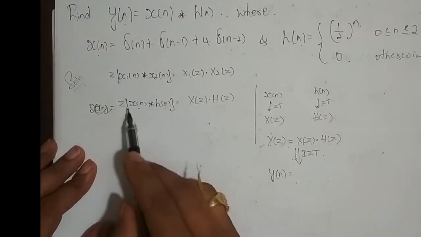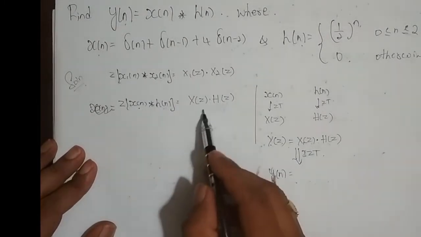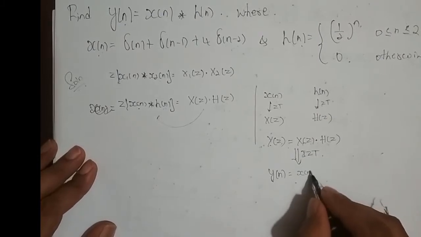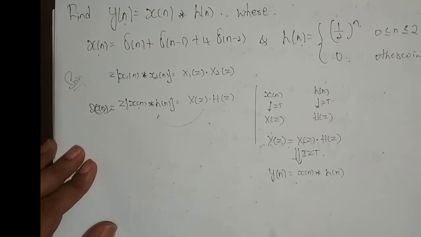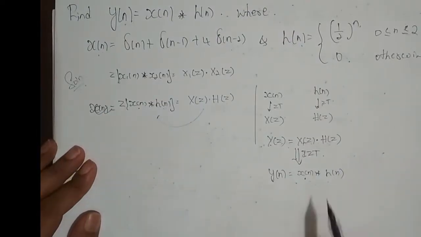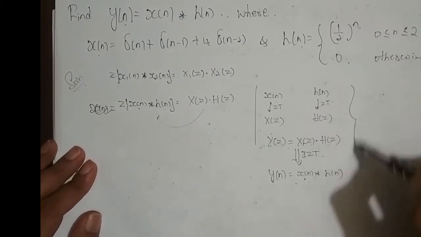If the Z transform of x of n convolved with h of n is a multiplication, its inverse Z transform is what? I have to go back. It is nothing but x of n convolved with h of n. And that is what I need: y of n is equal to x of n convolved with h of n. That is what I need. So this is what I am following now.